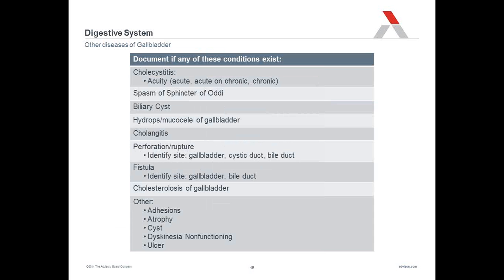Here we're talking a little bit about diseases of the gallbladder, and once again we want to talk about things like identification of site and be very specific in terms of cystic duct, bile duct, and also remember to document any other conditions that might be present, such as adhesions, ulcers, and any other things that may be complicating diseases of the gallbladder.